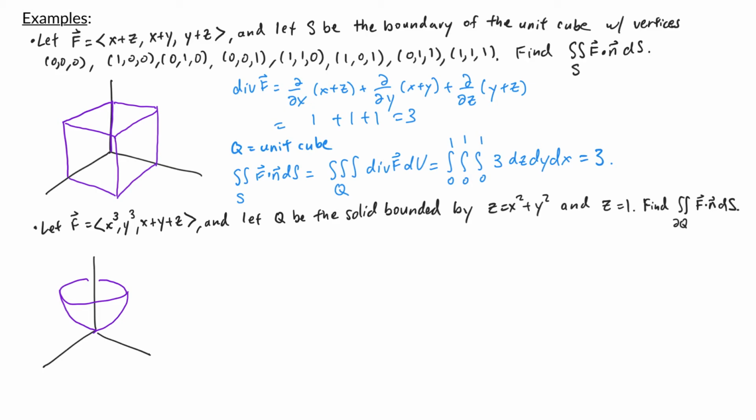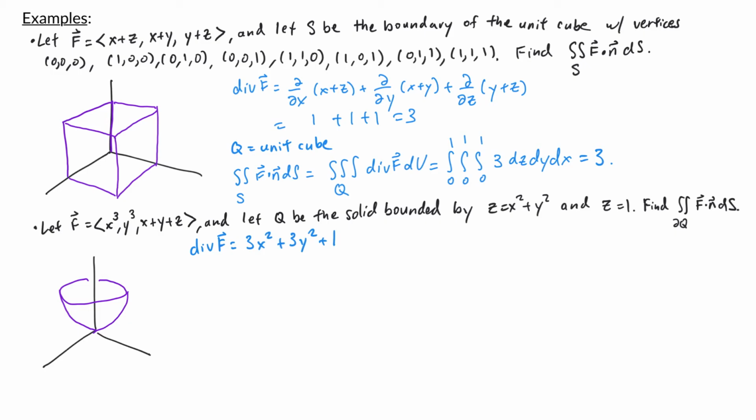First, let's calculate the divergence of F. Div F is equal to the partial derivative of the x component with respect to x, so that's going to be 3x squared, plus the partial derivative of the y component with respect to y, so that's 3y squared, plus the partial derivative of the z component with respect to z, so that's plus 1.